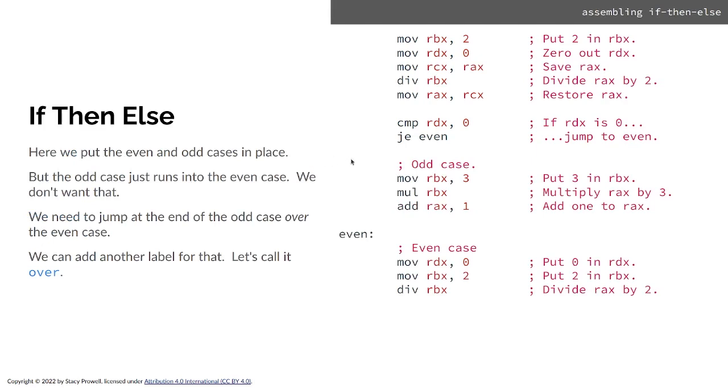So now we plugged in our two cases. Here's our odd case, multiply by 3 and add 1. Here's our even case, divide by 2. Great. So now we have the odd and the even case.